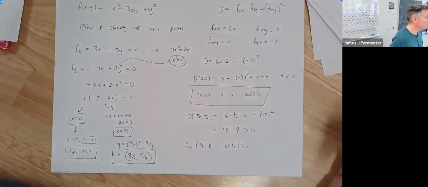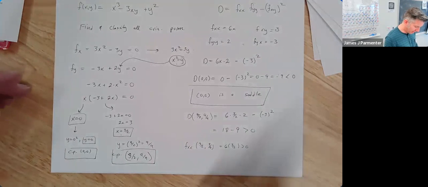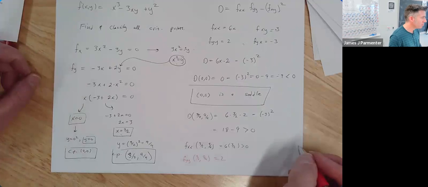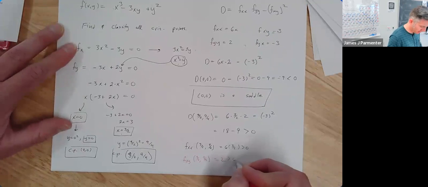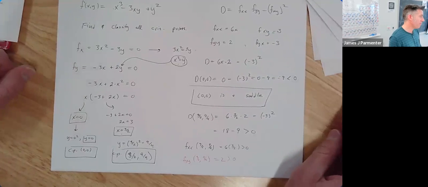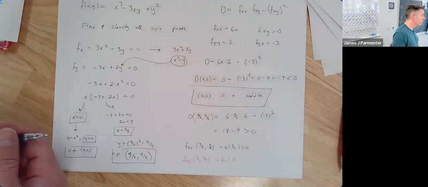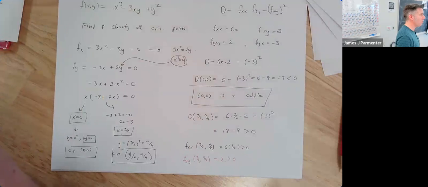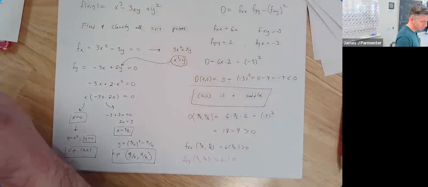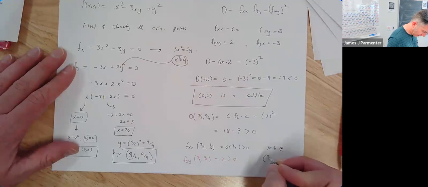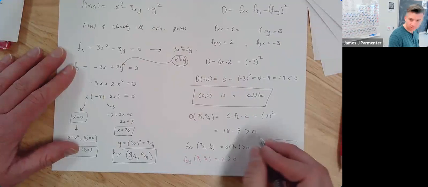But I didn't need to, because I could have just said, instead, let's check fyy. Well, fyy doesn't matter what your point is. Fyy is always 2. So fyy is always positive, which means we're definitely going to have a minimum if we have a maximum or minimum. This function could not have had a maximum, because the second derivative with respect to y is always positive. So we have a minimum at the point 3 halves comma 9/4. All right.